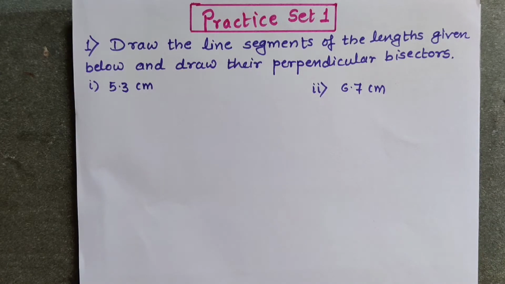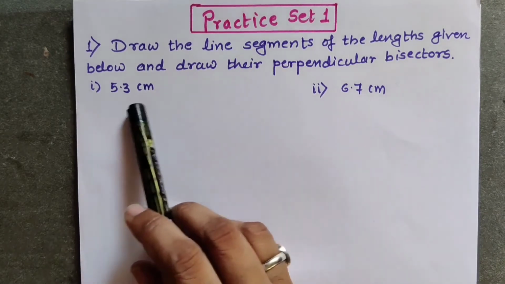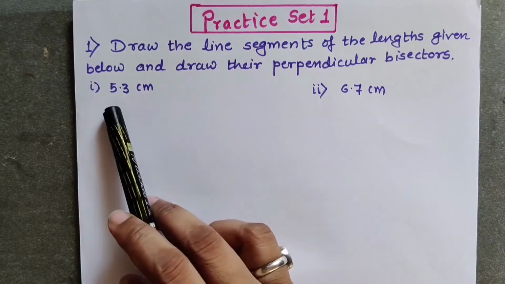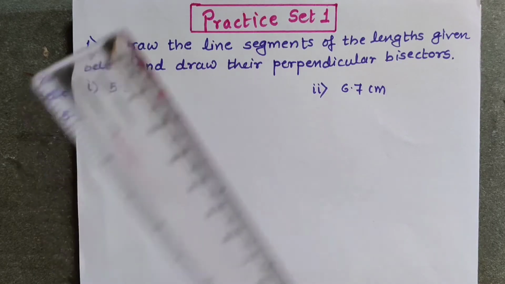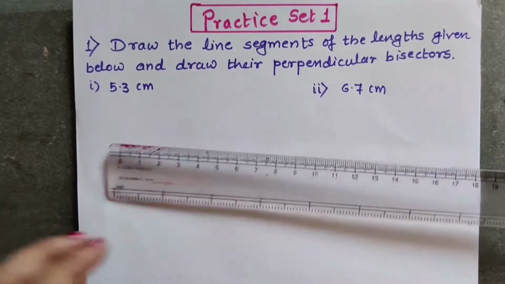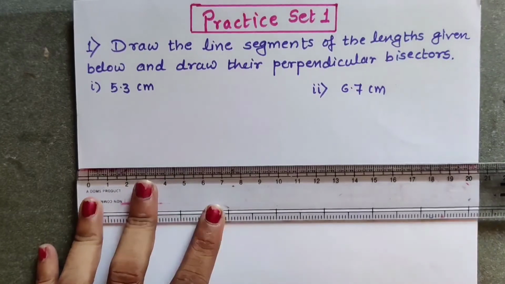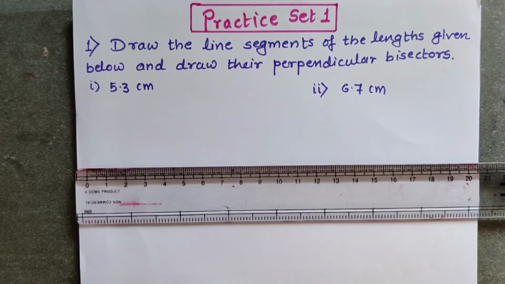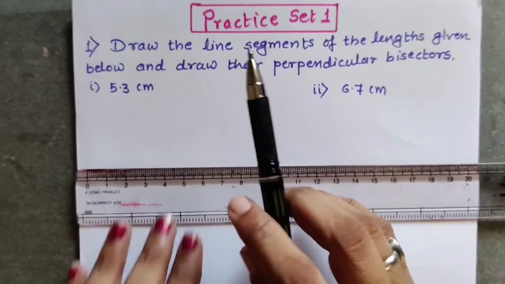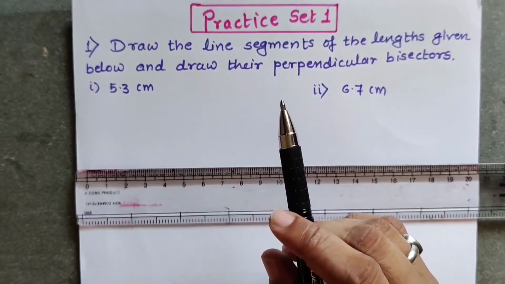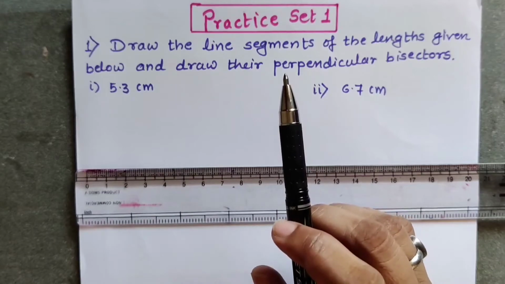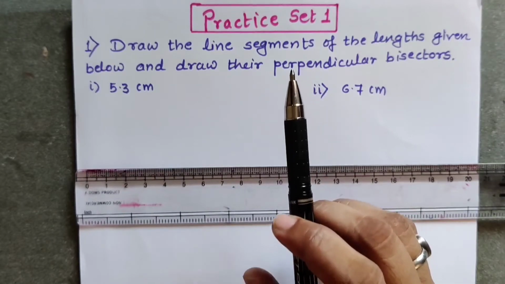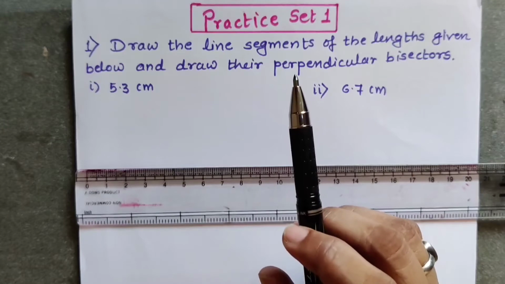First sum: we have to draw a line segment of 5.3 centimeter, and we will be drawing the perpendicular bisector of this 5.3 centimeter long line segment. So let us first use our ruler for drawing a line segment of 5.3 centimeter. See children, I am using my pen to draw the line segment so that it is visible to you all clearly. You have to use pencil only. You will be drawing all the constructions with pencil only.